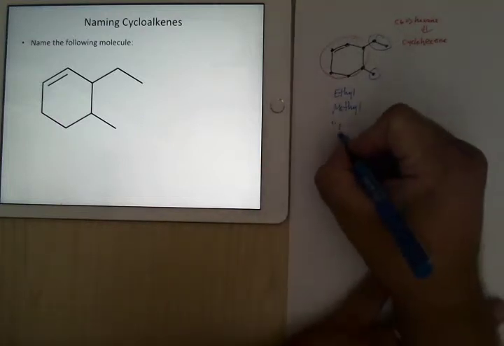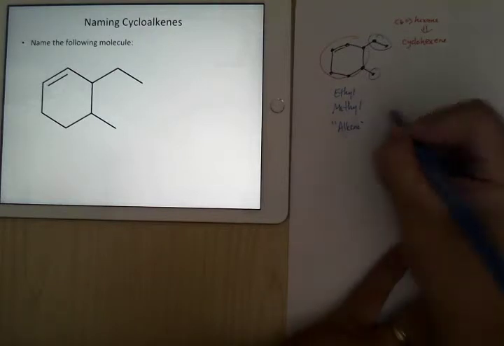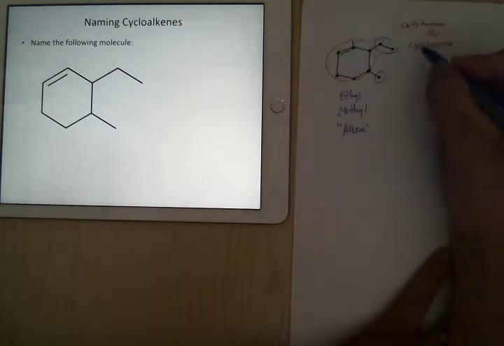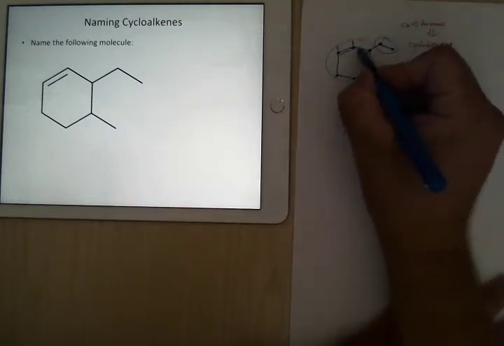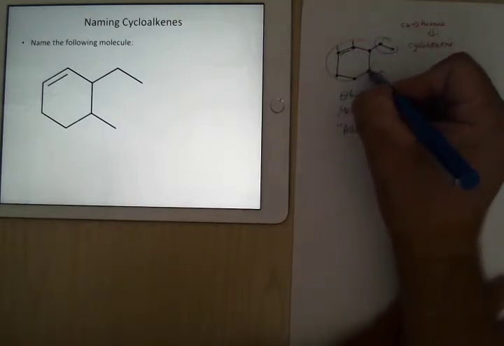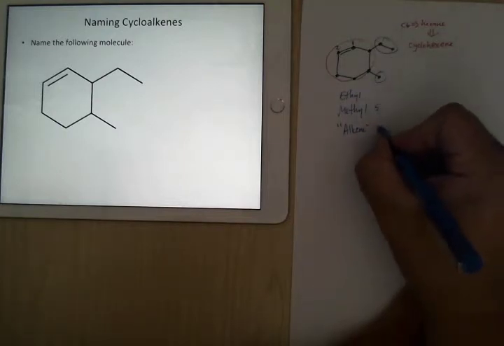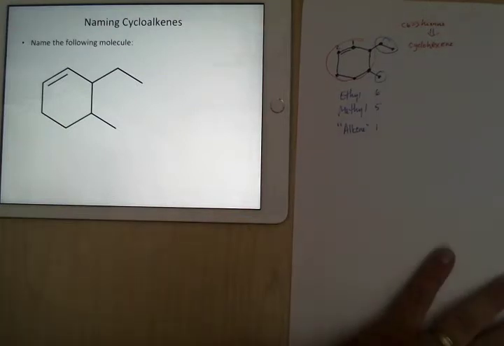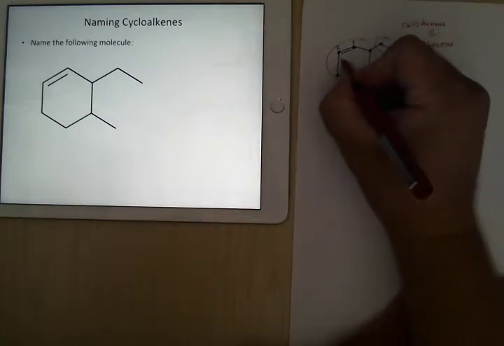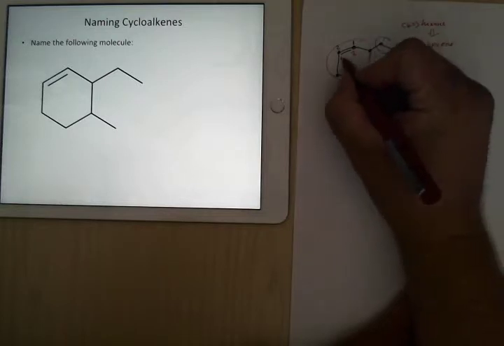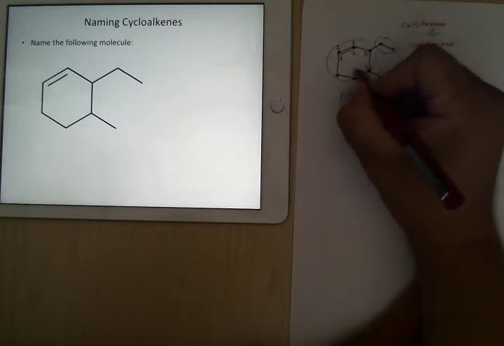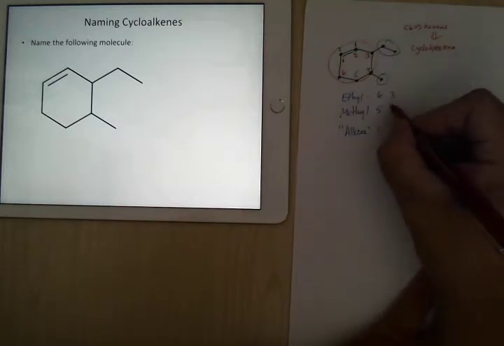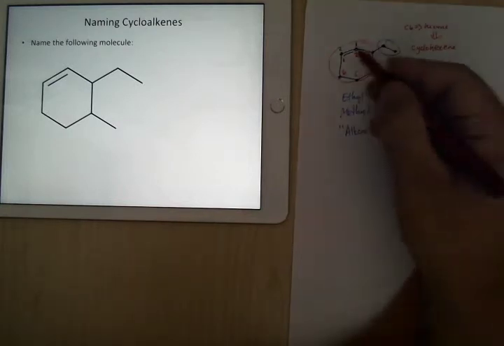But we also have to indicate where the alkene starts. If we say this is 1, what we want to do is say this one has to be 2. So 1, 2, 3, 4, 5, and the ethyl's at 6. The other way we could do it is say, let's say this is 1. It's 1, 2, 3, 4, 5, 6. This way the ethyl is 3, the methyl is 4, and again the alkene starts at 1.